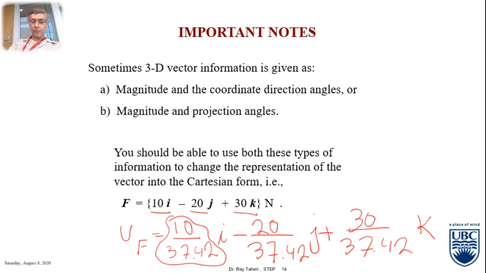So you do have all the components, so you can have the magnitude as well as the direction angles, and you can also have the magnitude and the projection angles of this vector. So we will have a more complex question, and I will write it on the board to be more clear.